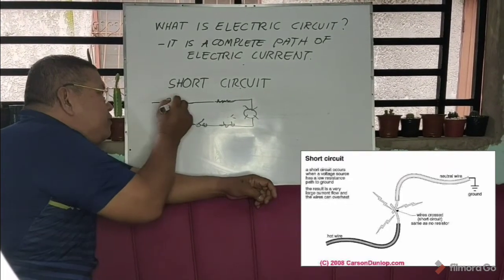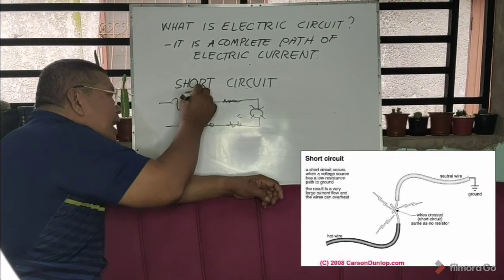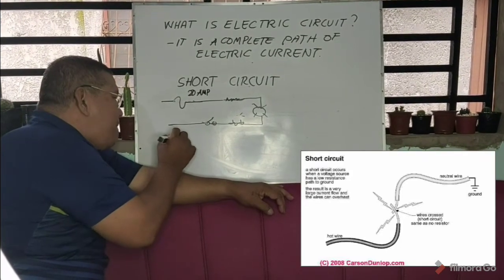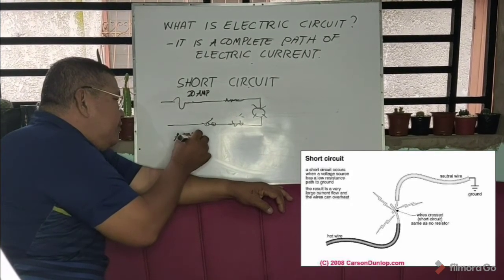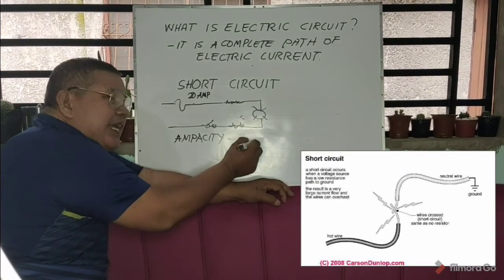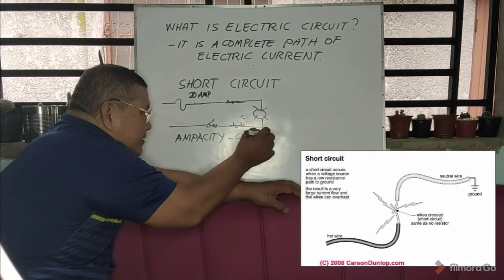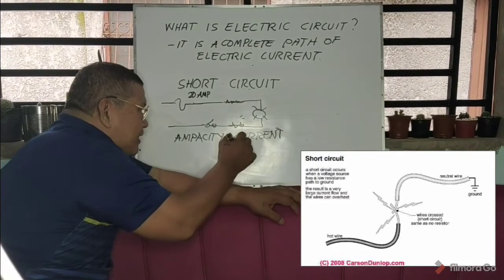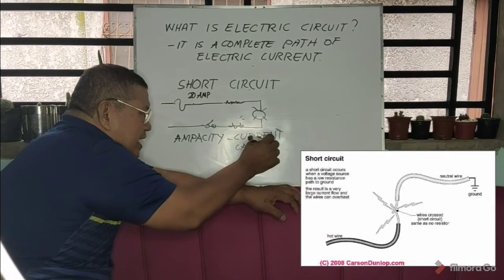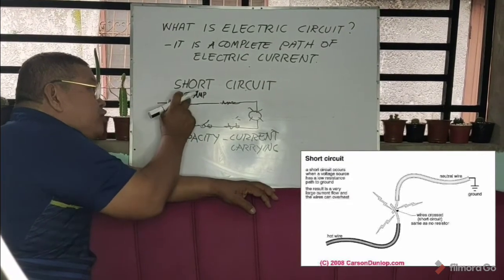If the fuse here is 20 amperes, because it is rated in current, in amps, that is its ampacity. So when we say ampacity, ampacity means current carrying in amperes. Current carrying in amperes. Okay?